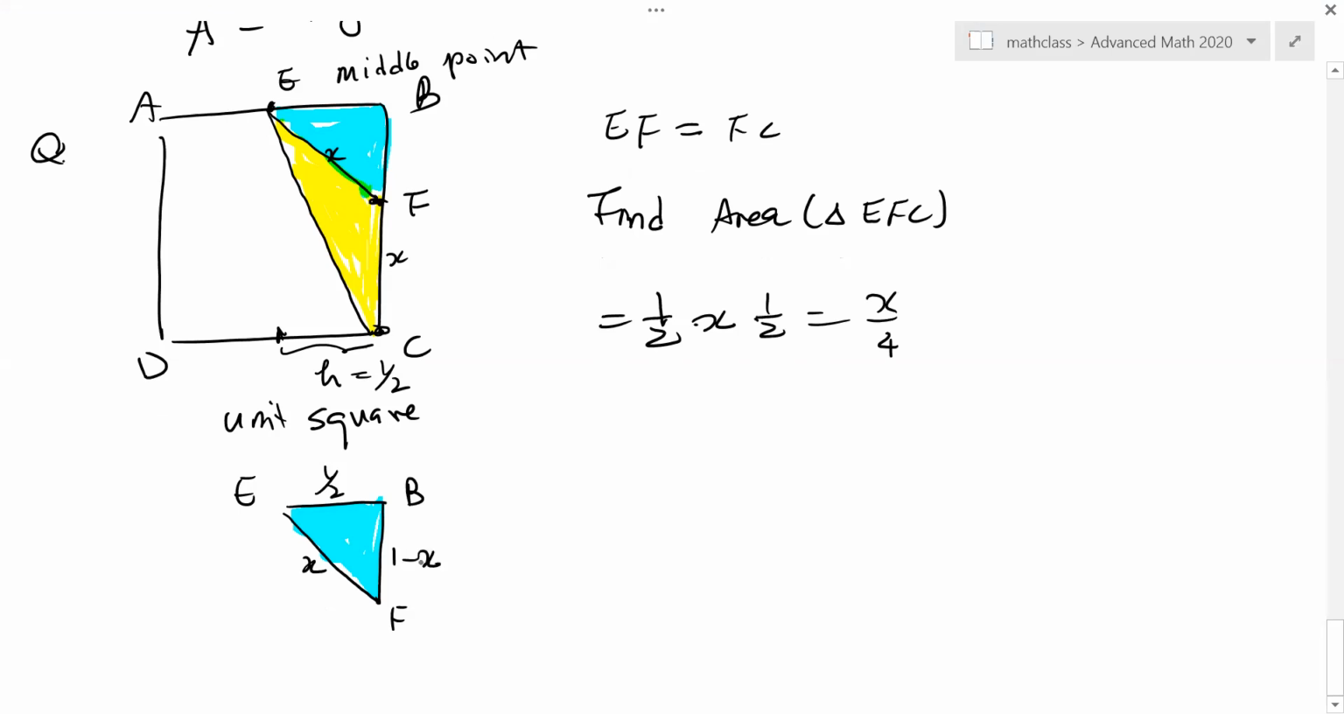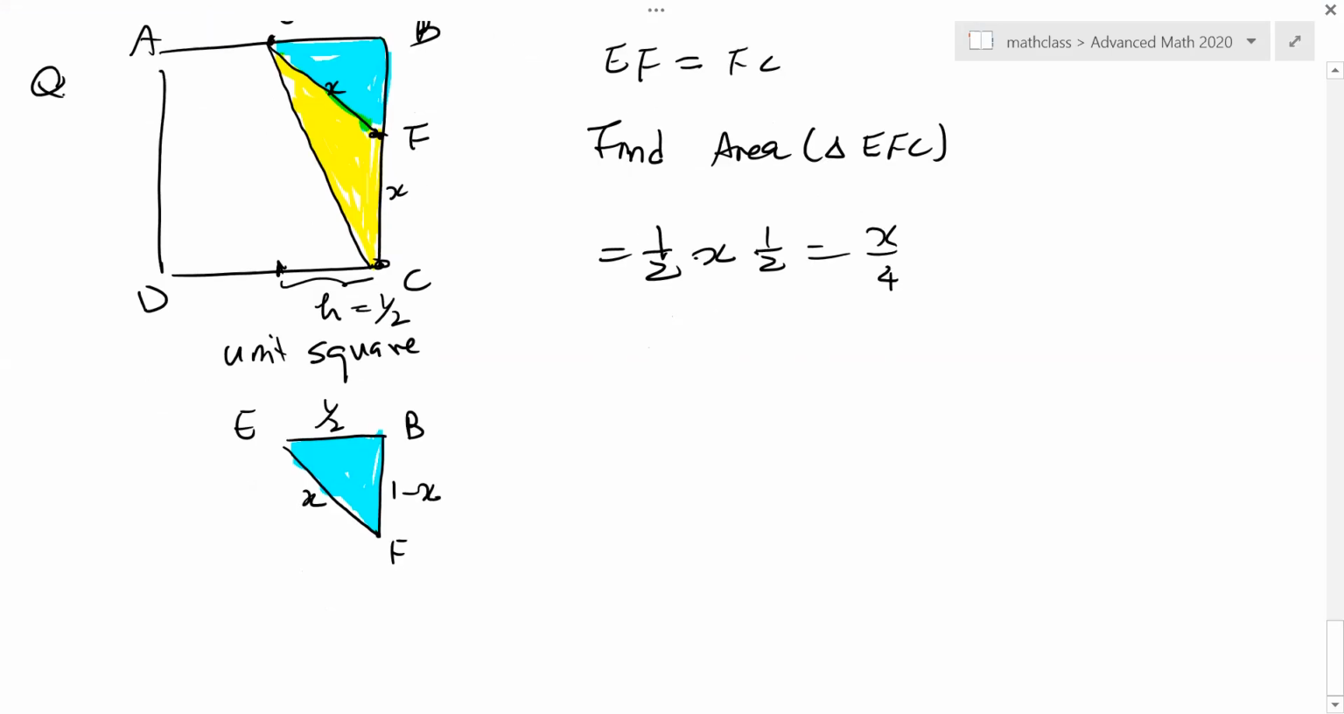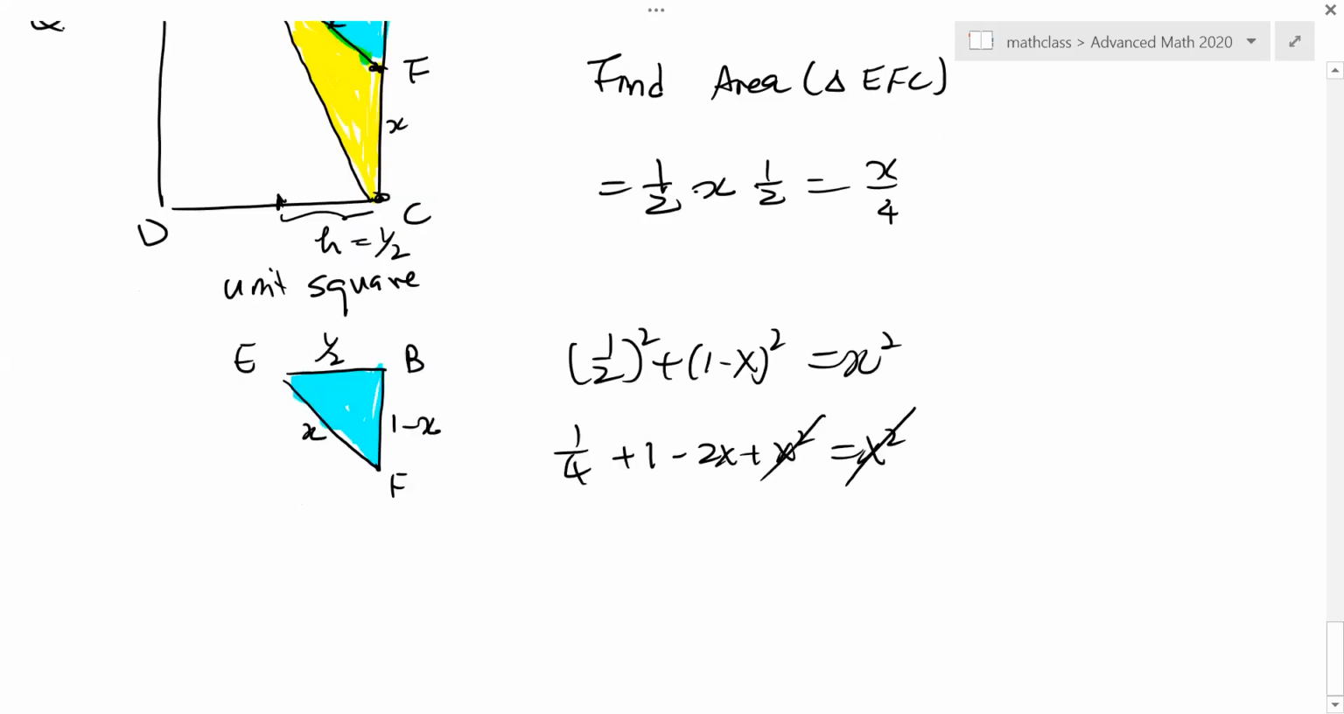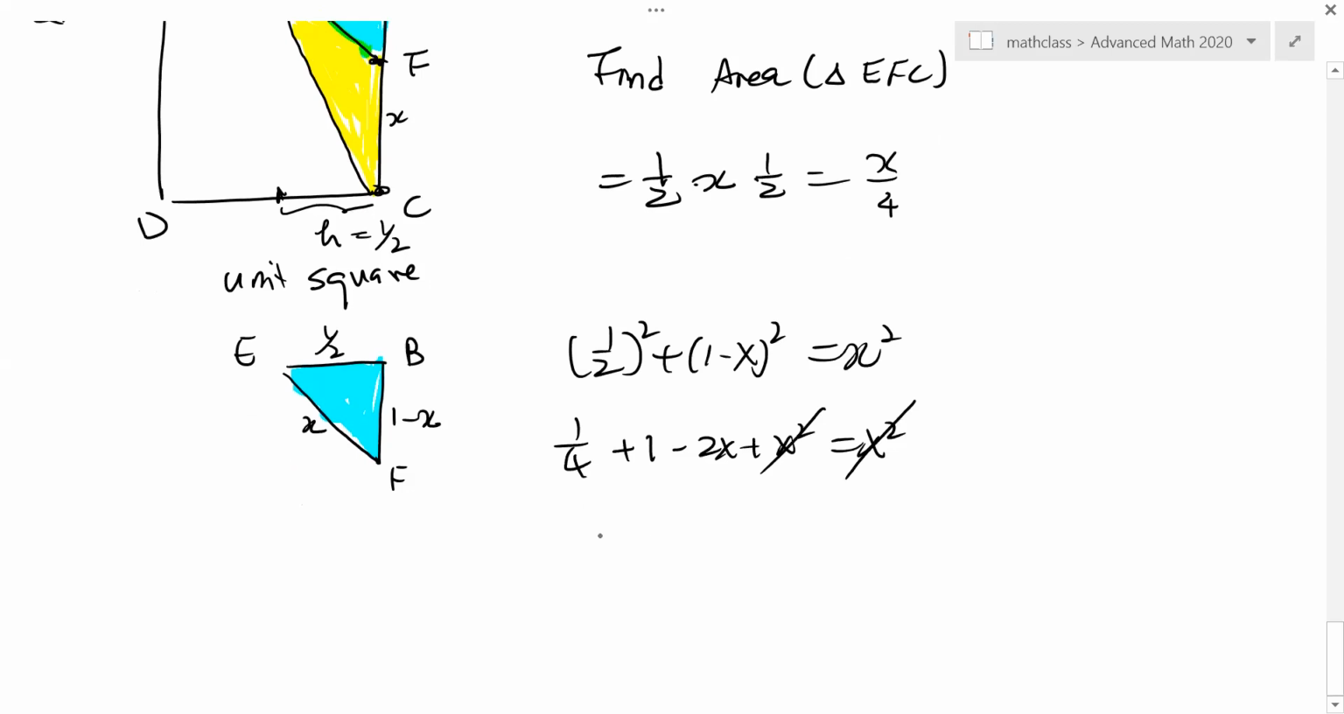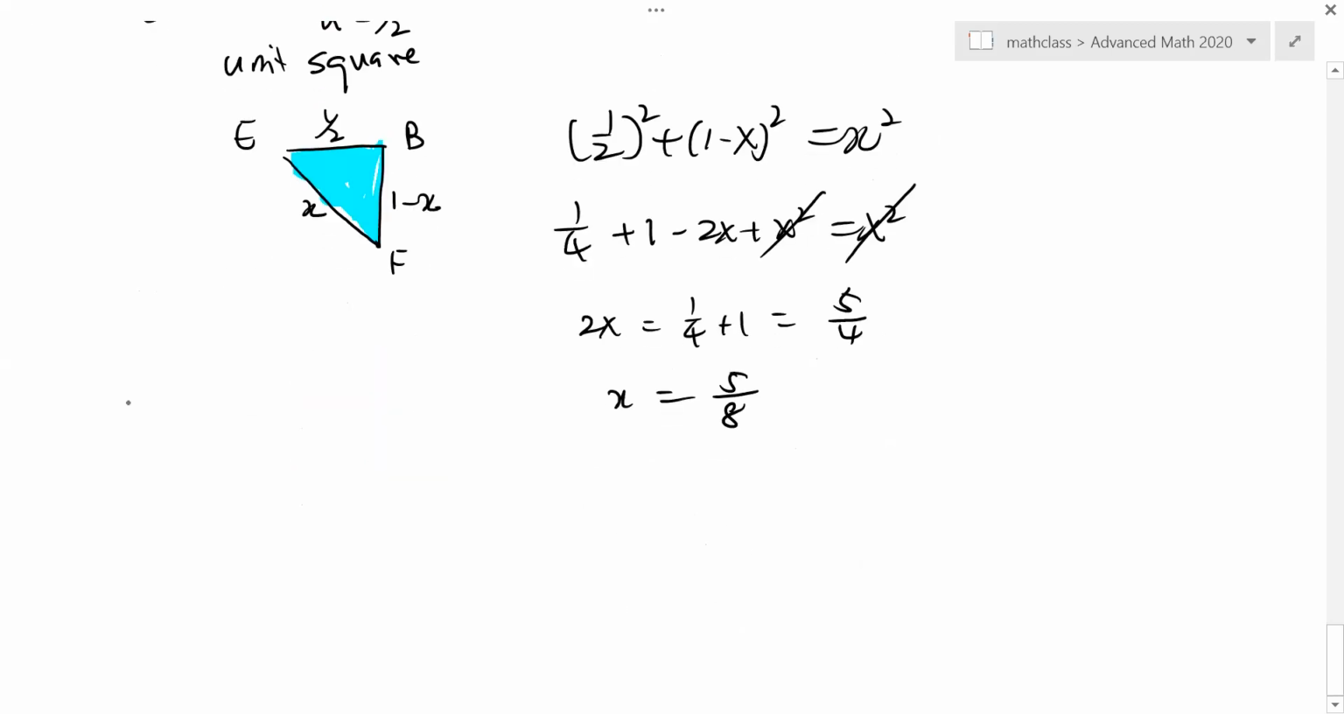So if it's a rectangle, then it will be like B minus x and half of A, the other side, okay? So then you get the equation (1/2) squared plus (1 minus x) squared equals x squared, and then 1/4 plus 1 minus 2x plus x squared equals x squared. X squared is cancelled out. And then I get 2x equals 1/4 plus 1, which is 5/4. X equals 5/8.